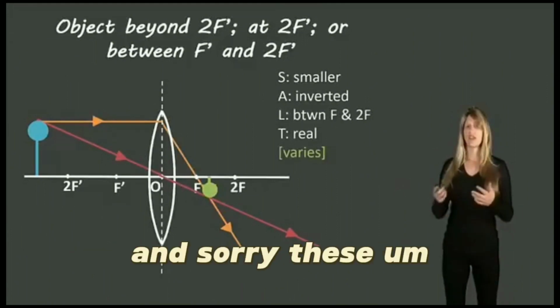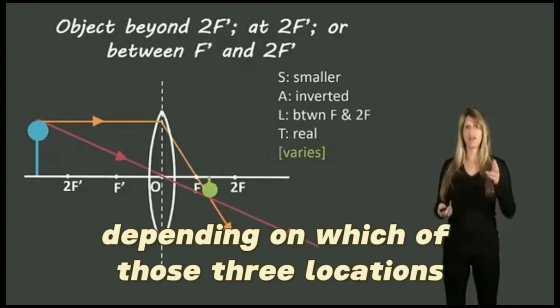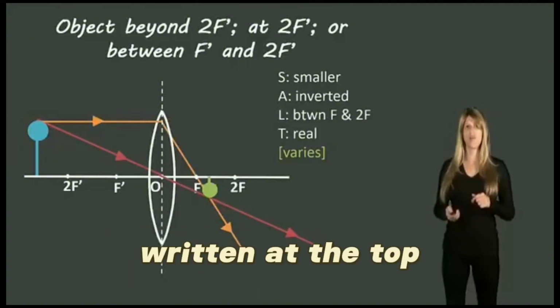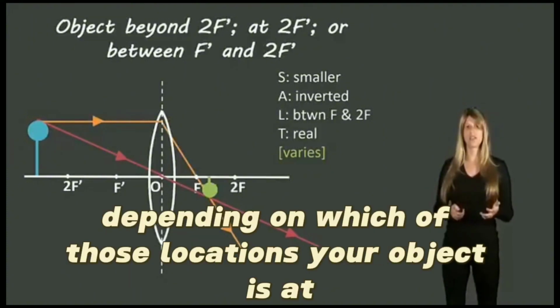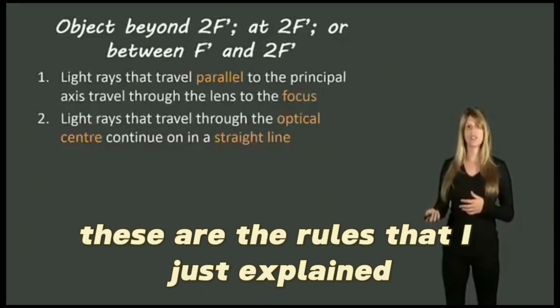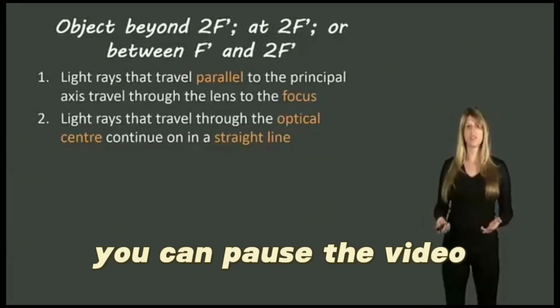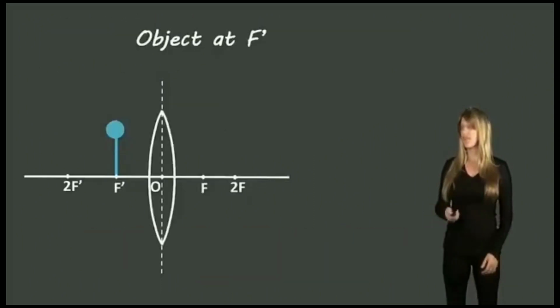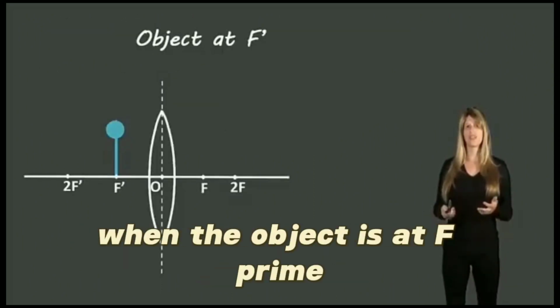So these characteristics vary depending on which of those three locations written at the top. Depending on which of those locations your object is at, you'll have slightly different characteristics here. These are the rules that I just explained. I'm not going to read through them, but if you like, you can pause the video and write them down for your notes. So let's take a look at the example when the object is at F prime.